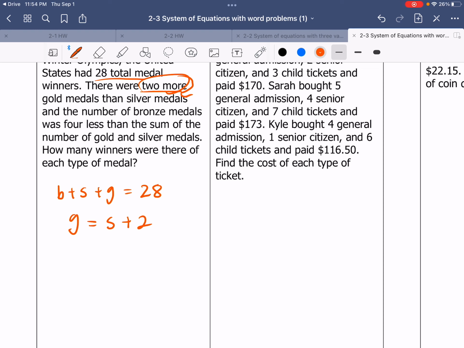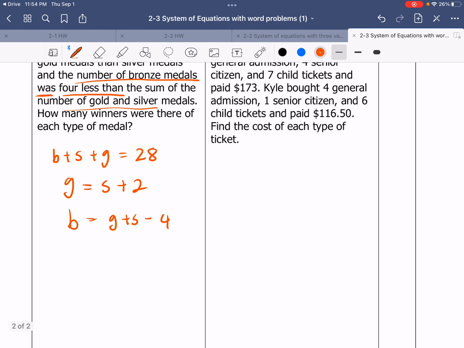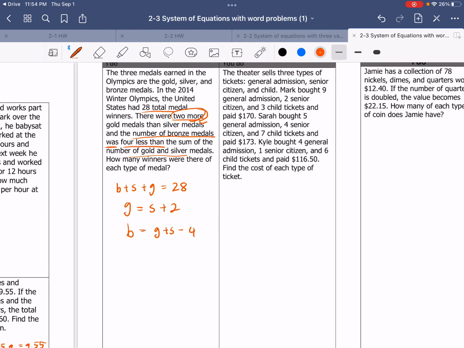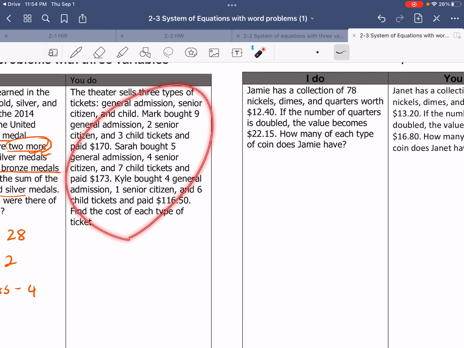And what does it say? The number of bronze medal was, so B equals, is equal, okay, 4 less than the sum of the gold and silver. So sum of the gold and silver plus less than 4, so minus 4. How many winners were there in each type of medals? So now you gotta find out, you put this one into the calculator and you do it. Just make sure you put X, Y, Z for this one, okay? So try this one by yourself, okay? I think this one is gonna be very easy.